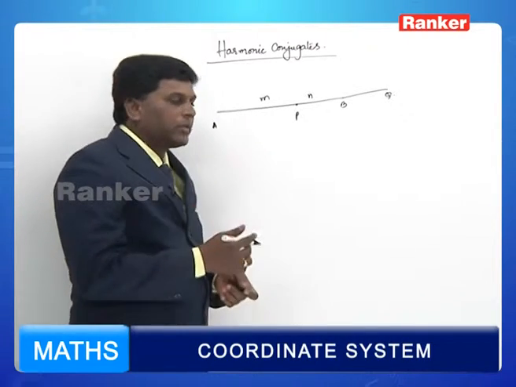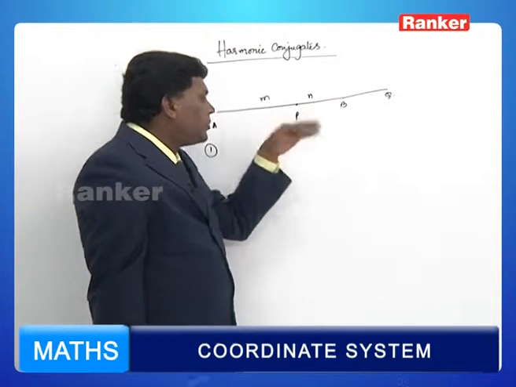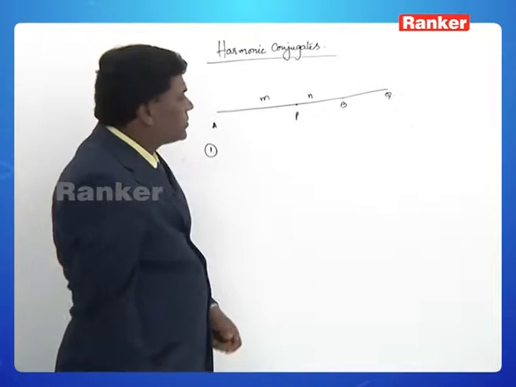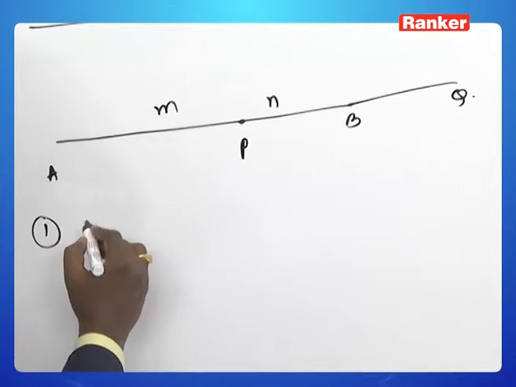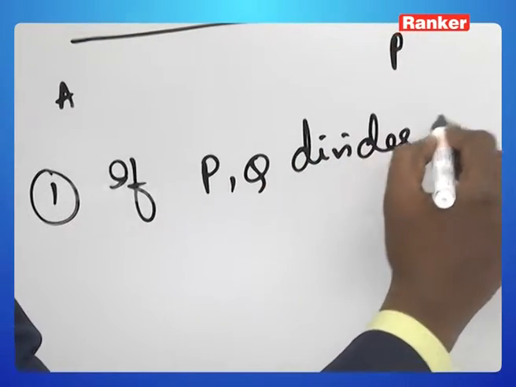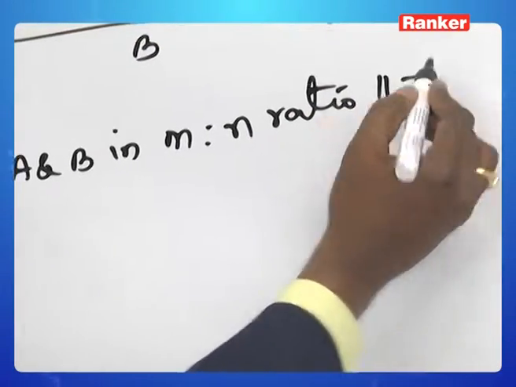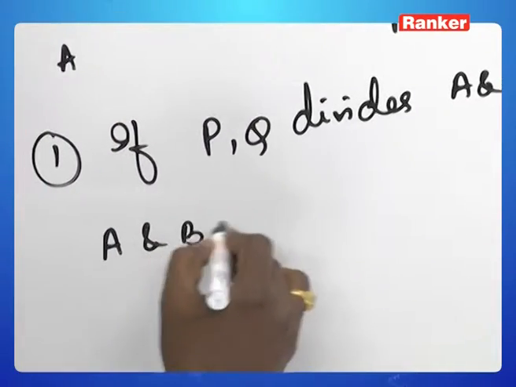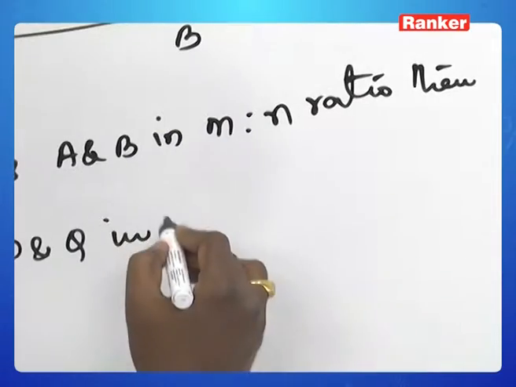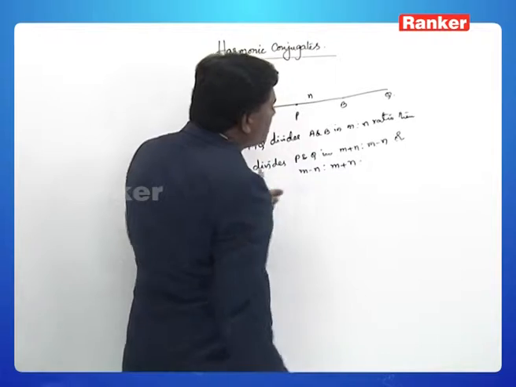Now let us look at the properties of harmonic conjugates also. Here, if AB are divided by PQ in the same ratio, then obviously PQ are also divided by AB in the same ratio, m plus n is to m minus n, or m minus n is to m plus n. So the first point is, if P and Q divide A and B in m:n ratio, then A and B divide P and Q in the ratio of m plus n is to m minus n or m minus n is to m plus n, depending on the case, A, B positions.